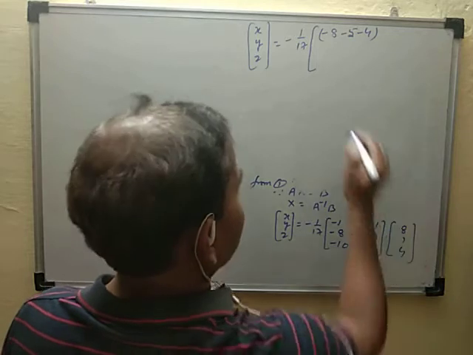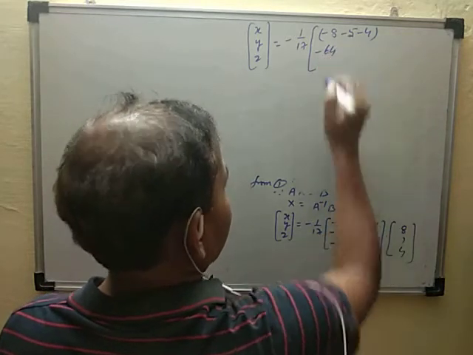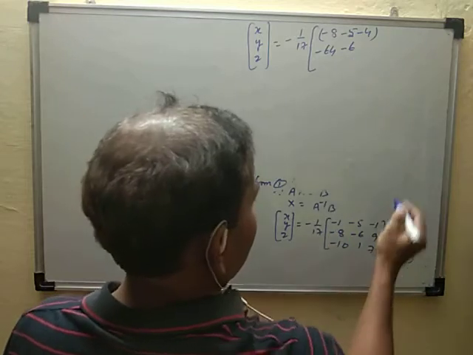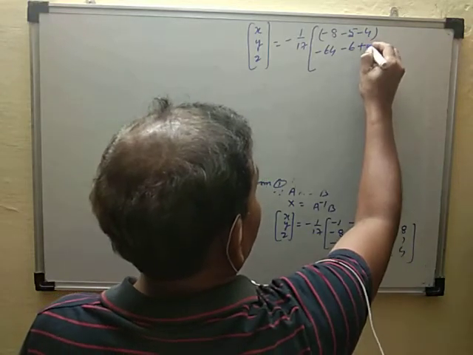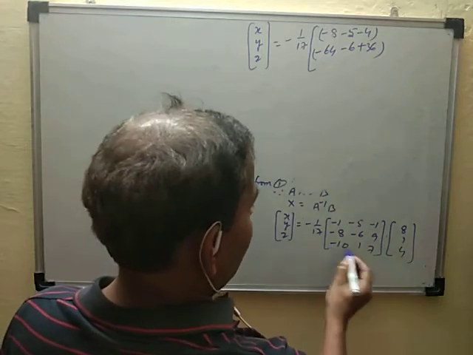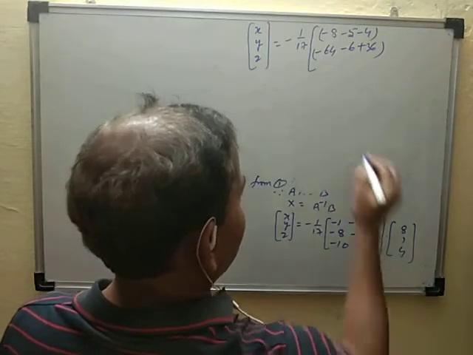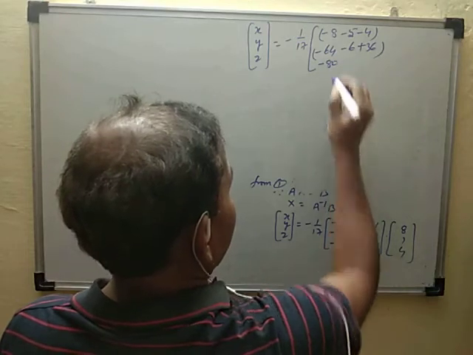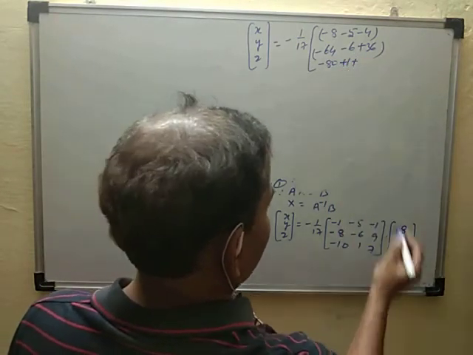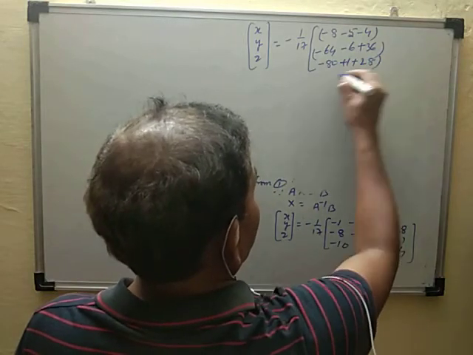Now R2 into C2. So minus 8 into 8, minus 64, minus 6 into 1, minus 6, 9 into 4, plus 36. Now next element, R3 into C1: minus 10 into 8, minus 80, 1 into 1, 1, 7 into 4, 28.